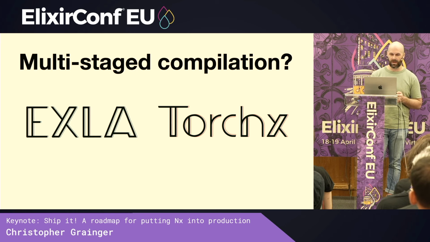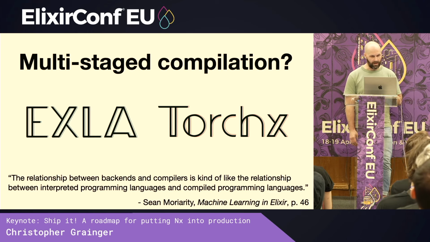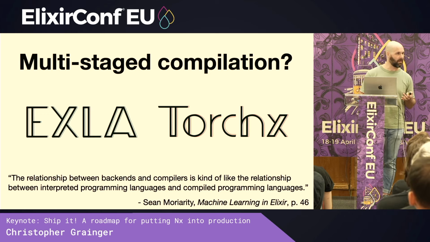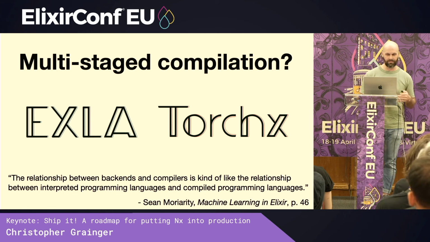So the way to think about backends and compilers is from Sean Moriarty. He said the relationship between backends and compilers is kind of like the relationship between interpreted programming languages and compiled programming languages, which I think makes sense. And I'll expand on that as we go. So the default NX backend is the NX binary backend. It uses Elixir to manipulate tensors, right? EXLA and TorchX are implemented with NIFs.